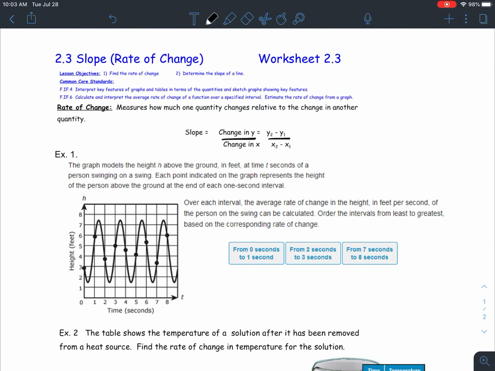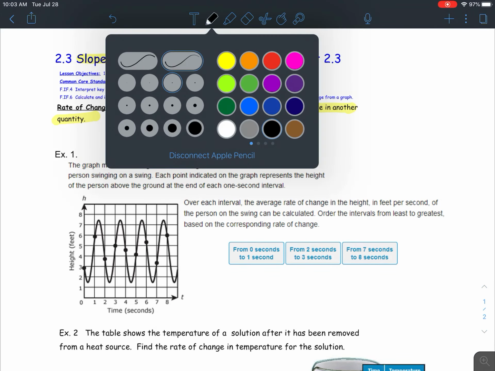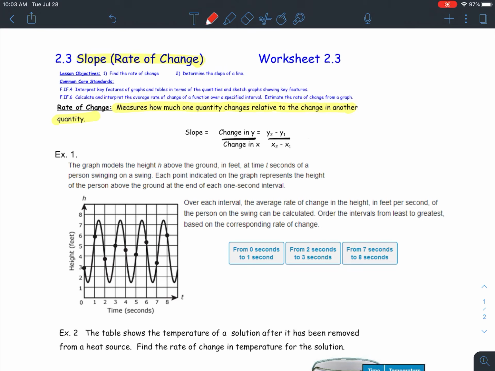Okay, so when we talk about the rate of change, that is just another phrase for slope. And what the rate of change does is it measures how much one quantity changes relative to another quantity. Okay, so you're probably the most familiar with slope in thinking of it maybe when you were first introduced to it as rise over run.